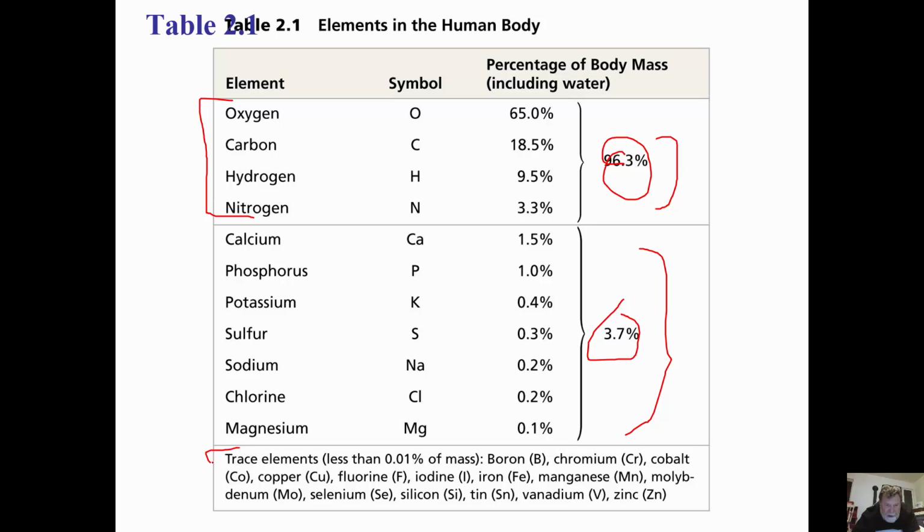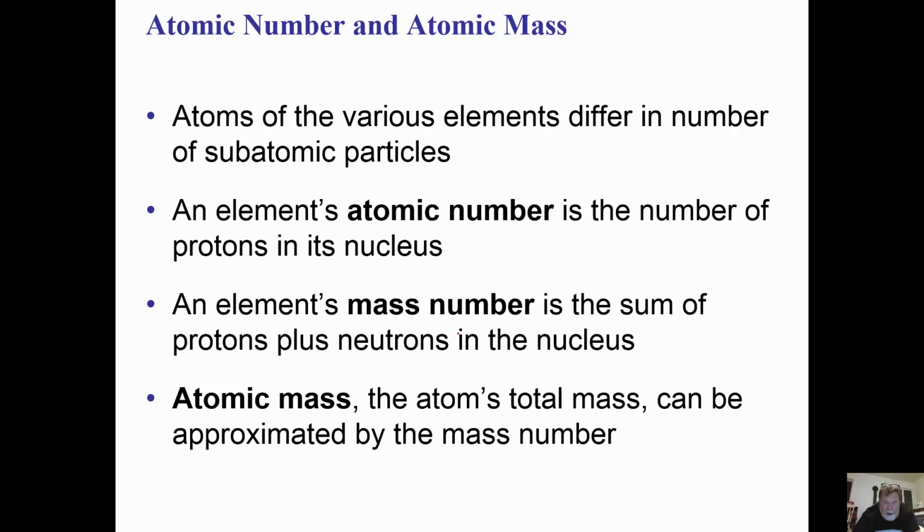Again, there's a number of elements that we call trace elements because they're needed in very small amounts, less than 0.01% of the mass. They are very critical, though. You will not survive very long without your iodine or your iron. We don't have large stores of these inside the body, but they help proteins function very well, and we will talk about that a little bit later.